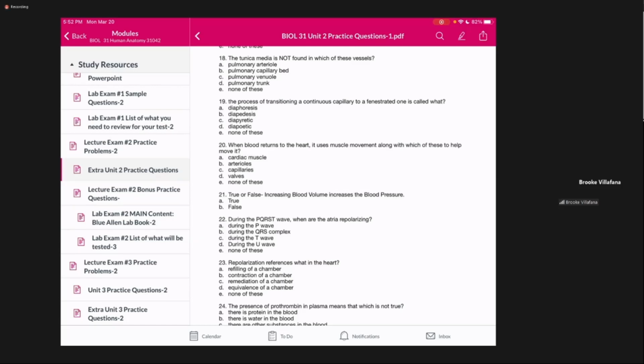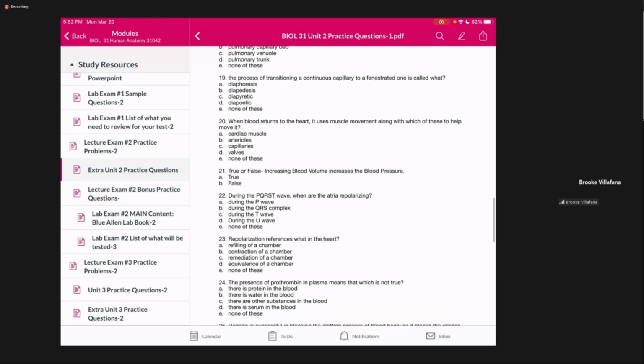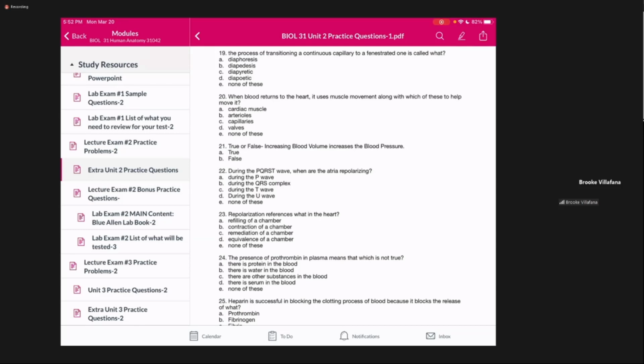Question 19. The process of transitioning a continuous capillary to a fenestrated one is called what? If you said diapedesis, that would be correct. Diapedesis is that process. We know that basophils release histamine. Histamine causes diapedesis, which is when the continuous capillary changes to a fenestrated capillary and causes those white blood cells to move out of the gaps, right, to help with infection. 20. When blood returns to the heart, it uses muscle movement along with which of these to help move it?